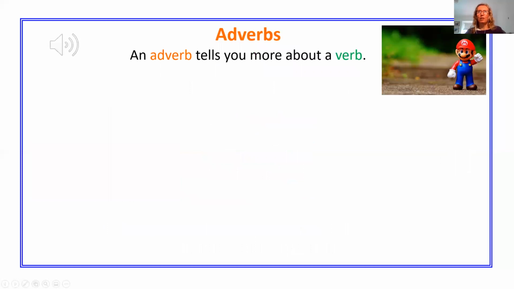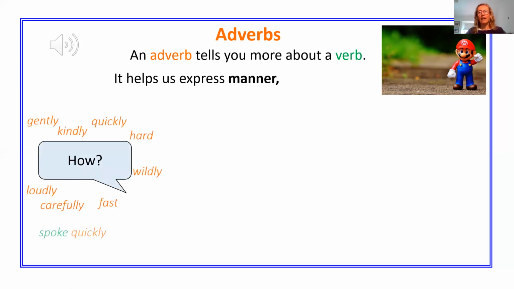So an adverb tells you more about the verb. Remember, the verb is the doing, the action, the being word, and the adverb gives us more information about it. So they can either express manner. So we have adverbs of manner, okay? And this tells us how something is being done. So spoke quickly. It tells us how the person spoke.